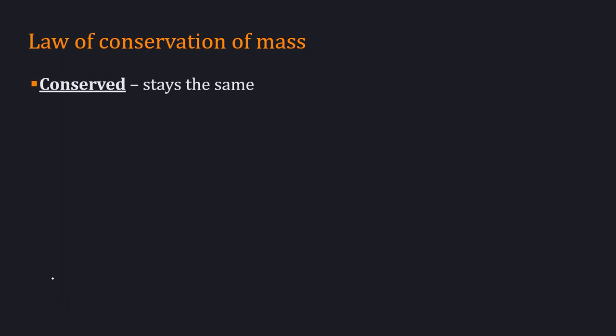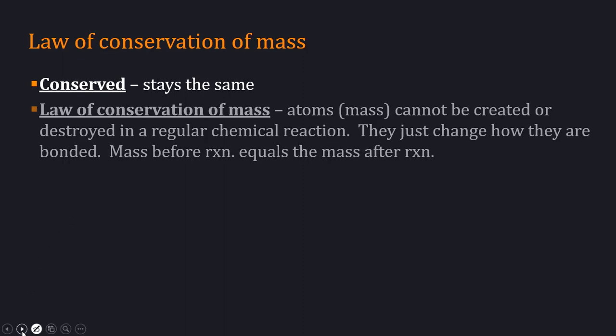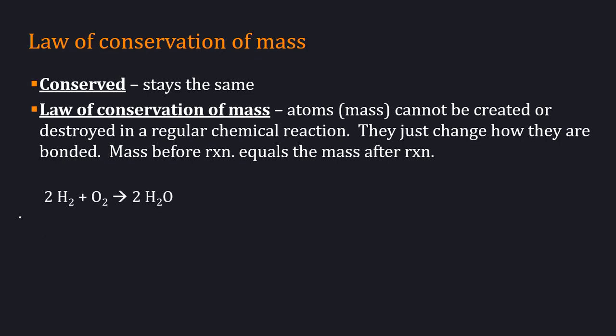Now, during a reaction, we have what's called the law of conservation of mass. It's just like all our other conservation laws. It means that this stuff stays the same. Conservation of energy, the amount of energy stays the same. Conservation of mass, the amount of mass stays the same. So that means atoms cannot be created or destroyed in a regular chemical reaction. They only change how they're bonded. So whatever mass we start with is also however much mass we end with. Now, this leads to some interesting things where we have to do what's called balancing some reactions. For now, we're not going to get really into that, but let's take a look at what's going on here.